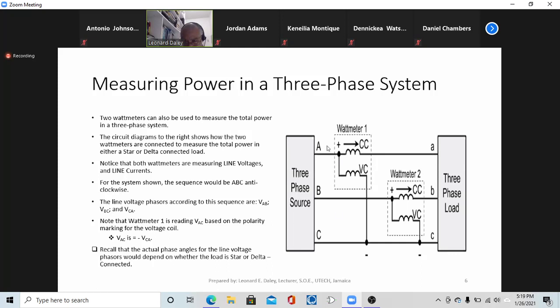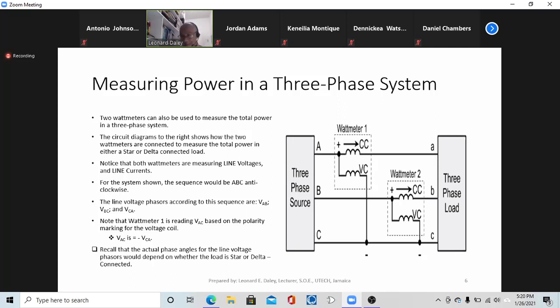So this voltage would be VAC, right? And for the second watt meter, the voltage is again a line voltage between B and C. So this voltage here would be VBC also. Now notice that the watt meter voltage coils are connected. Both of them are connected to line C, while their current coils are in line A and line B respectively.